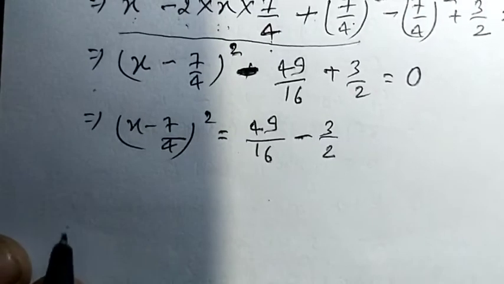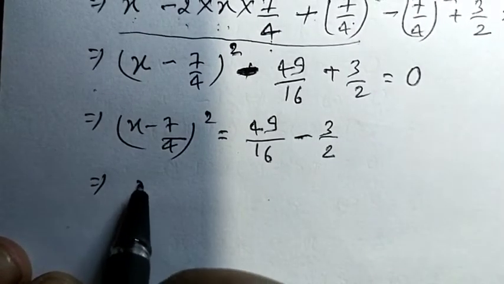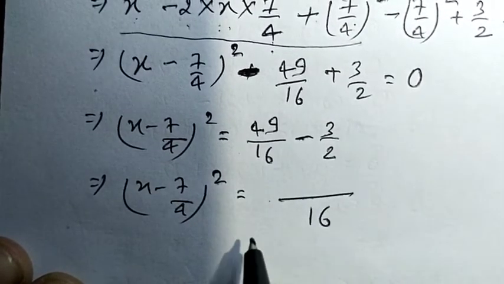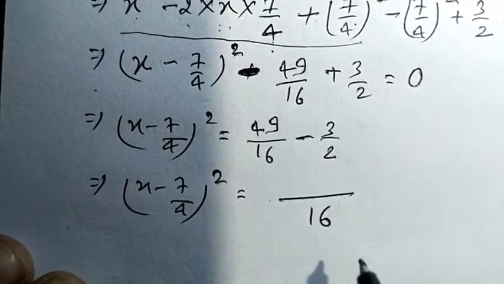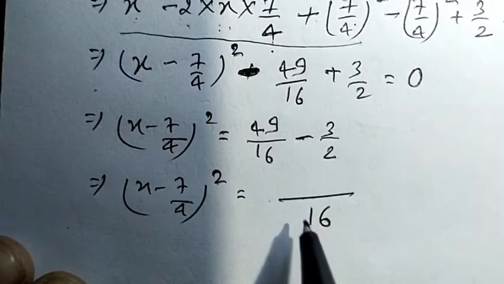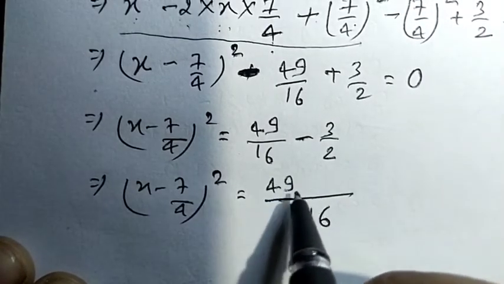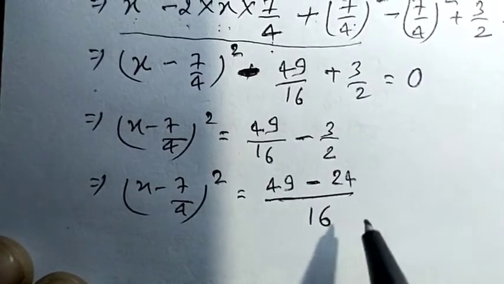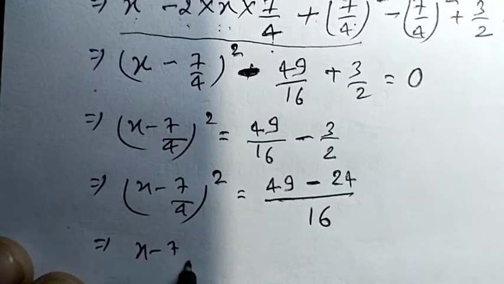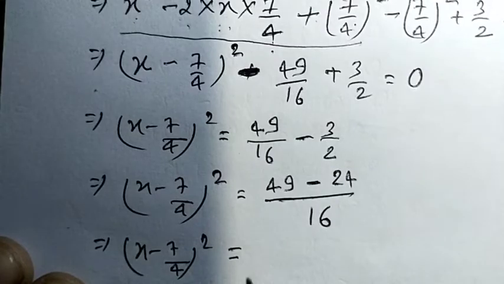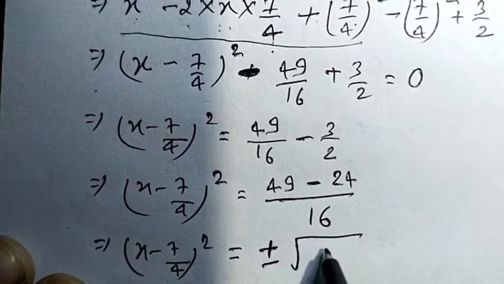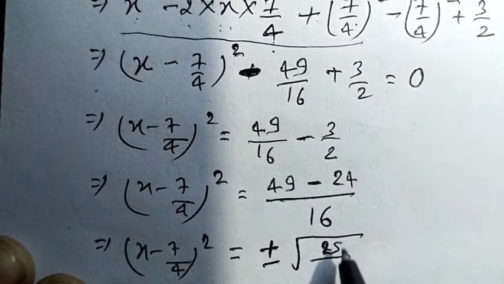Okay, this implies x minus 7 by 4 the whole square is equal to the LCM of 16 and 2, which is 16. 16 divided by 16 into 49 is 49, minus 8 into 3, 8 threes are 24. This implies x minus 7 by 4 the whole square is equal to 49 minus 24, which is 25 by 16.